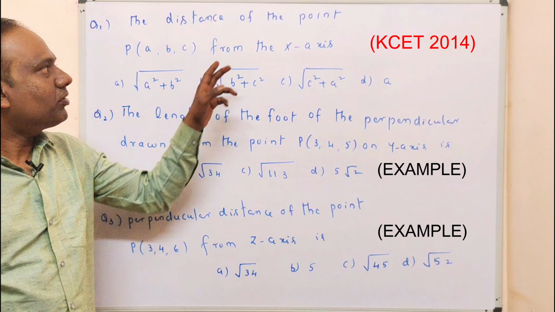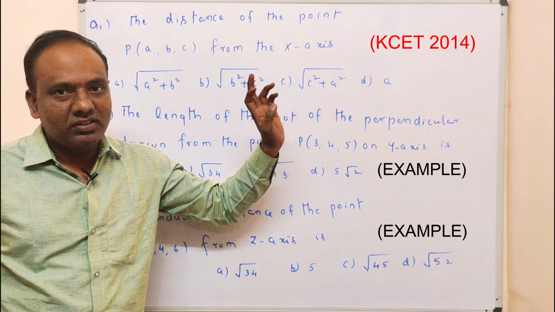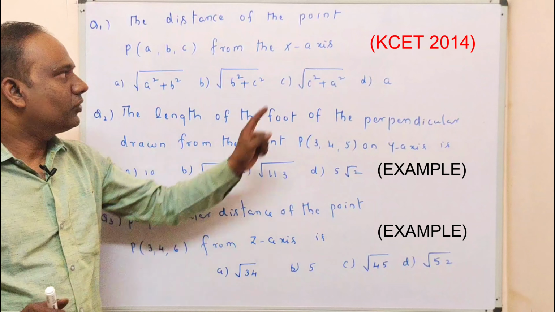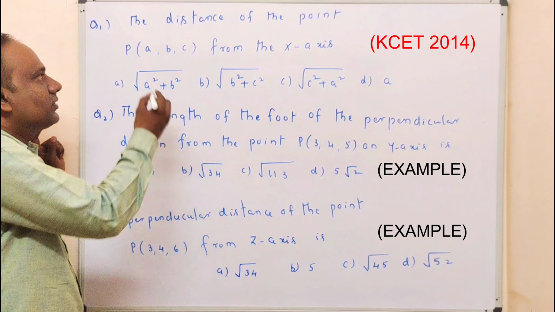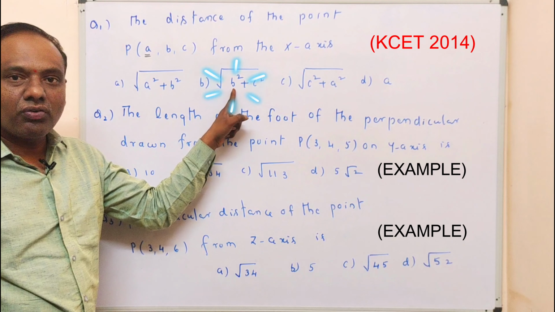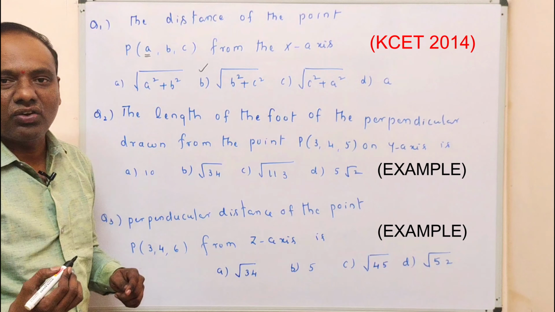Now this question: the distance of the point P(A, B, C) from the x-axis. Before this I explained it. It is the x-axis, and x-axis means you can leave this. So the answer is root of b square plus c square. Option B is the correct answer.